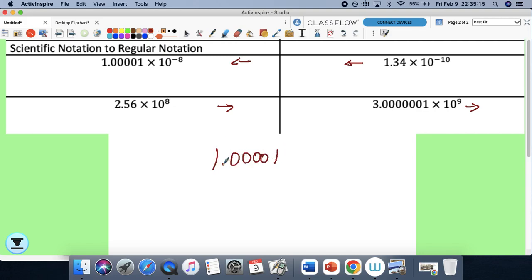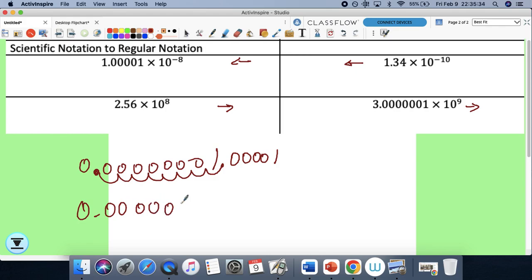1.0034 and 1. We're going to move this decimal 8 spaces to the left. 1, 2, 3, 4, 5, 6, 7, 8. What we do with the empty place values, we fill it with zeros. So 1.0001 times 10 to the negative 8th power is this number right here. Let me just clean it up. There's my answer.